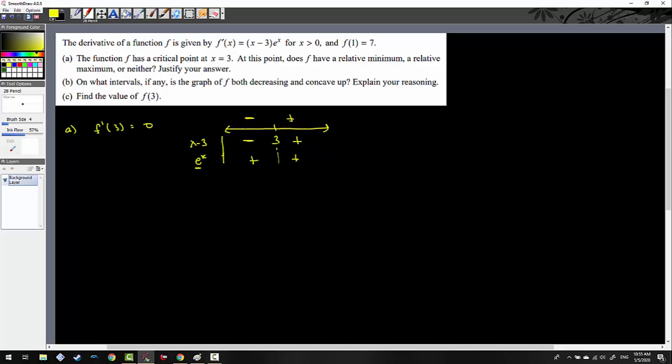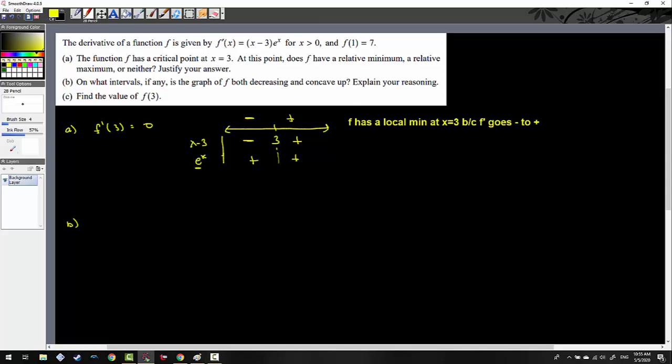So the way we can justify that is f has a local min at x equals 3 because f prime goes from minus to plus. And that would be all the justification you need to get all of your points in part A.